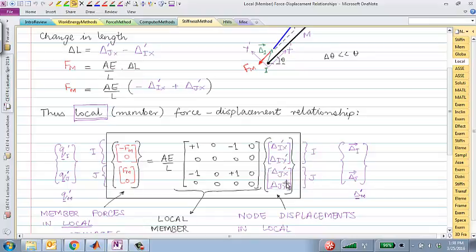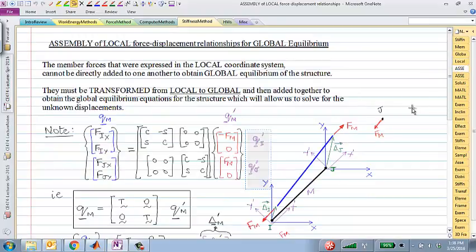All of these four vectors are in local coordinate system. And like I said last time, if all your vectors are in local coordinate system, then you can't really add forces and displacements from one element that is oriented in one direction to another element that is oriented in a different direction. What we need to do before adding them is to convert all of these forces and displacements in a common global coordinate system.